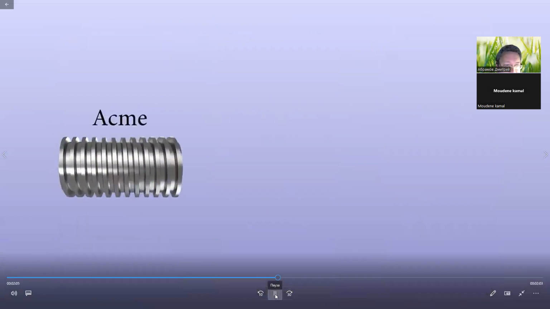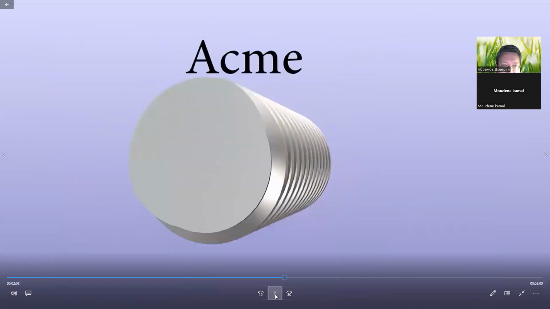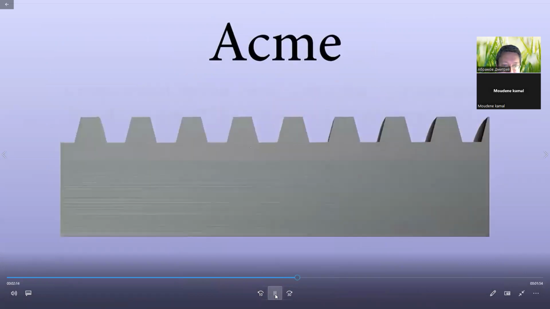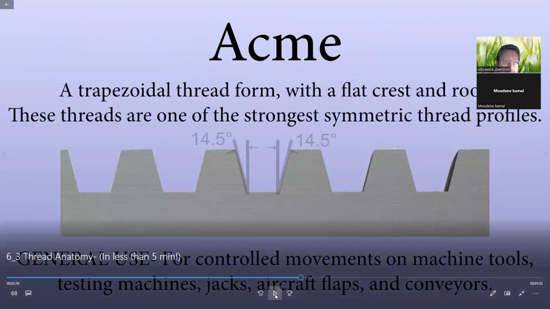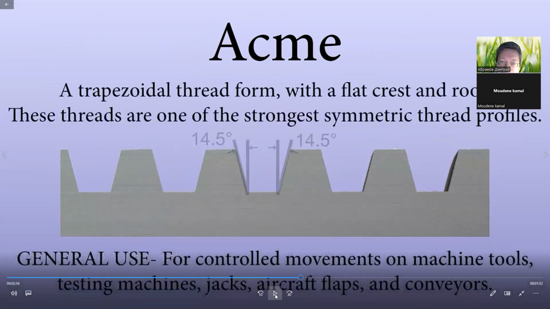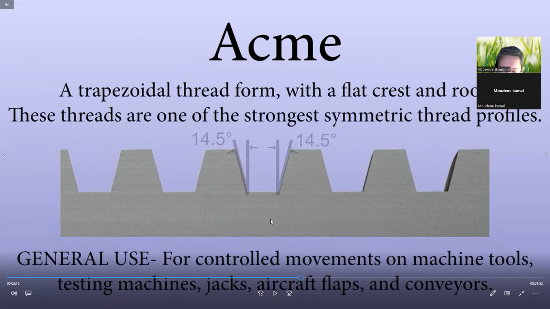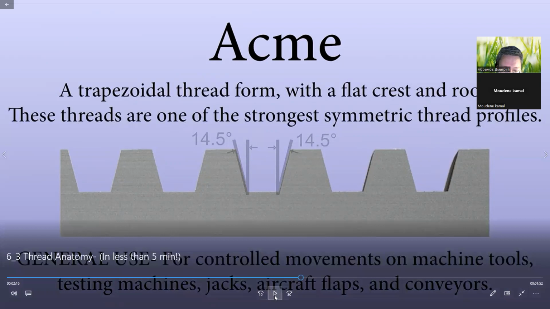Next type, Acme. Trapezoidal thread form with a flat crest and root. These threads are one of the strongest symmetric thread profiles. General use for controlled movements on machine tools, testing machines, jacks, aircraft flaps, and conveyors.